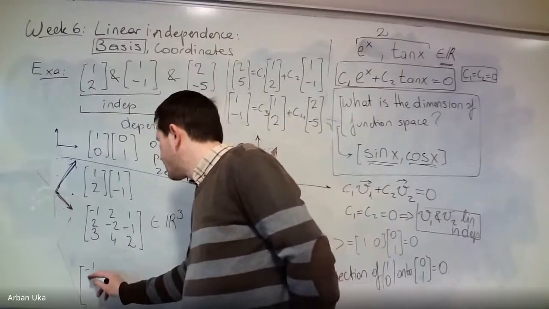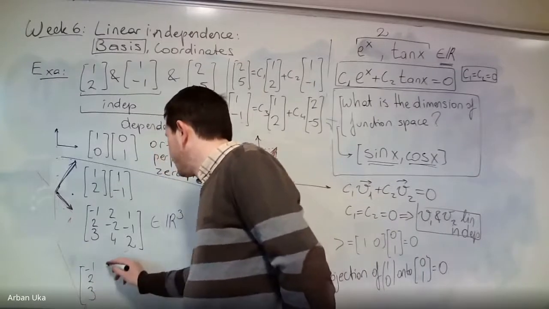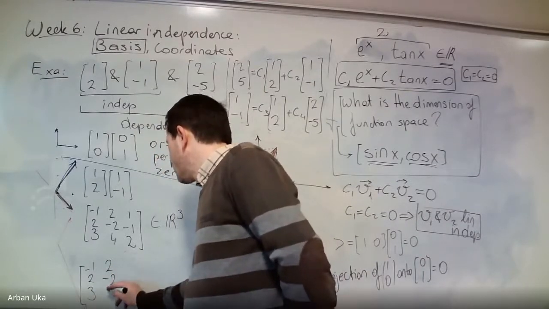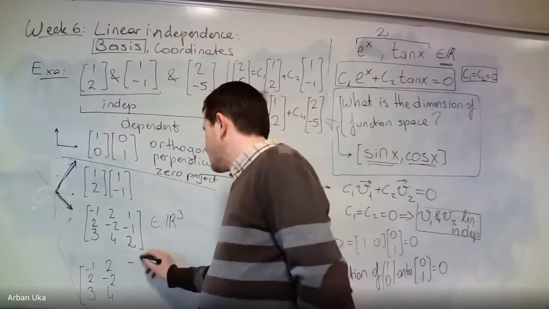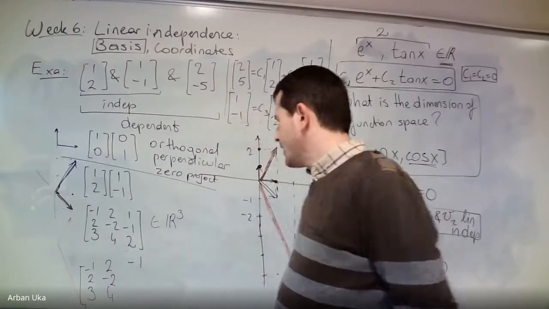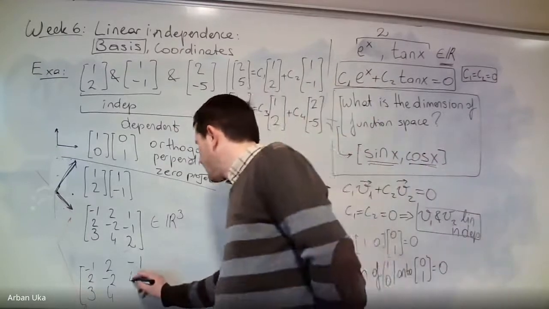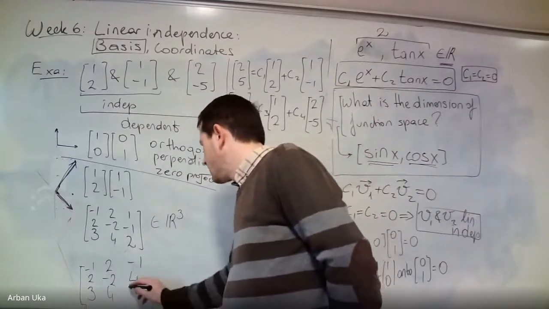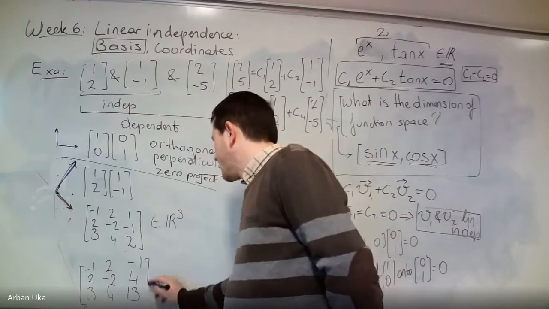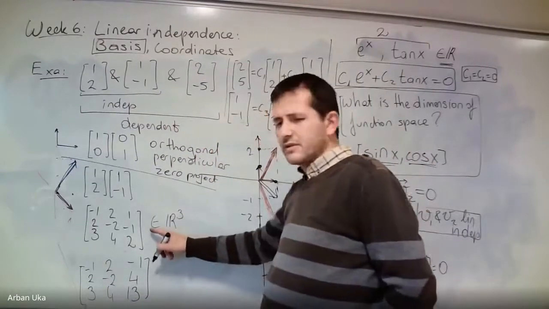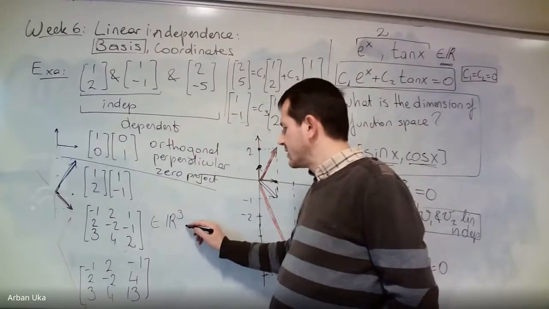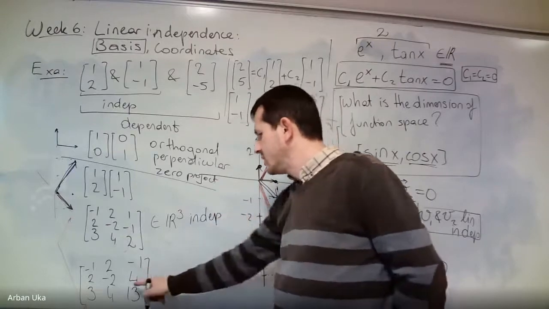This is minus 1, 2, 3, 2 minus 2, 4, and another vector that we can construct, it's minus 1, 4, 13. What about these numbers? So you said these are linearly independent? Yes. Okay. What about here?